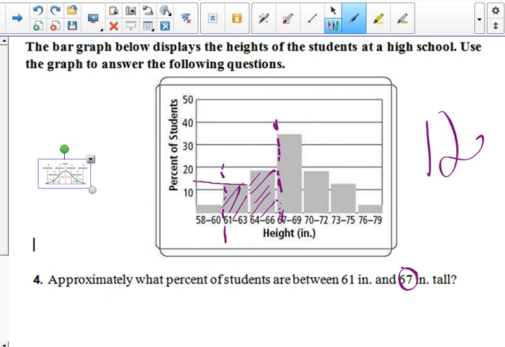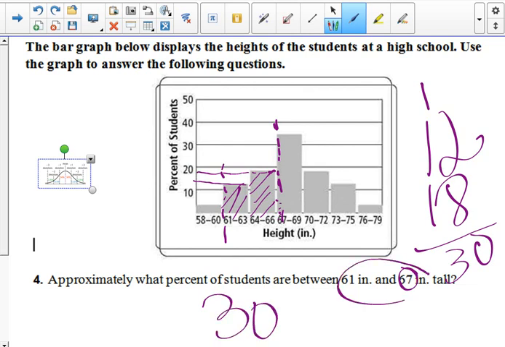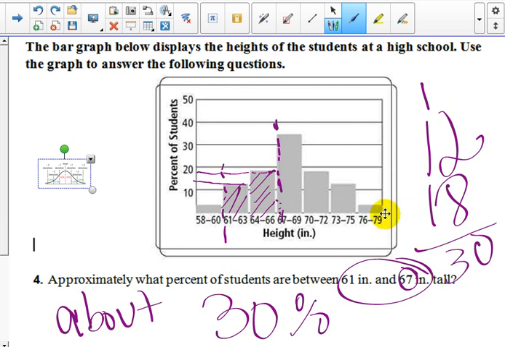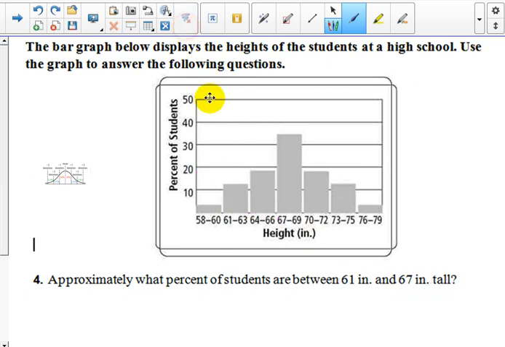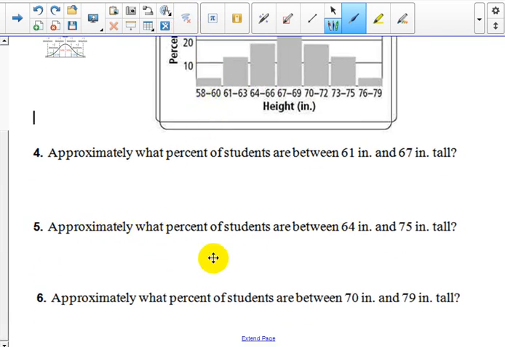And how about the next one? 18 or 19? I'm going to use 18 just because I like even numbers. So 8 and 2 is 10. That gives us about 30%, so 30% are between 61 and 67 inches. So you can say about or approximately 30%. Any questions? Okay, work the next two, 5 and 6.